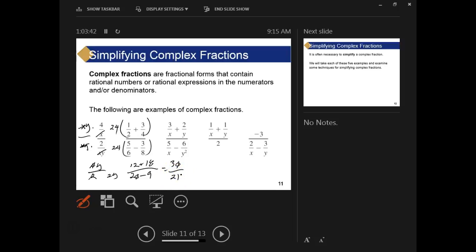Can that reduce any? By what? 3 will go into 30 10 times. 3 will go into 21 7 times. That gives you 10 sevenths. Okay? Now I think we're out of time.